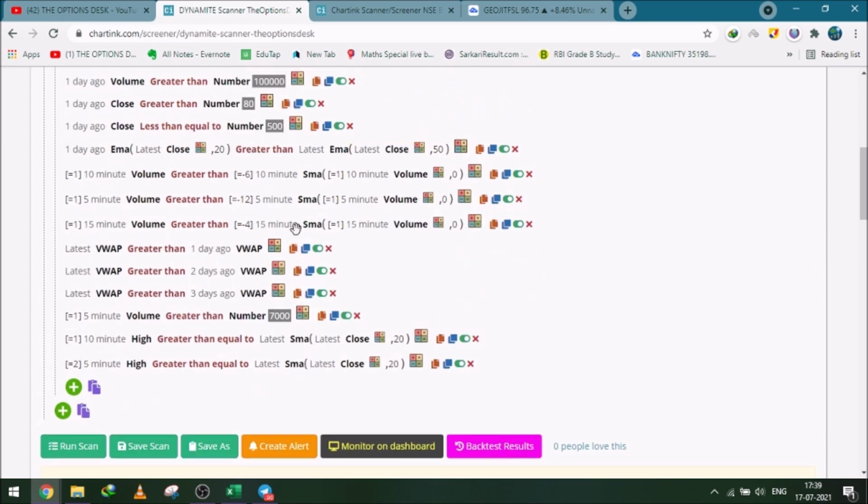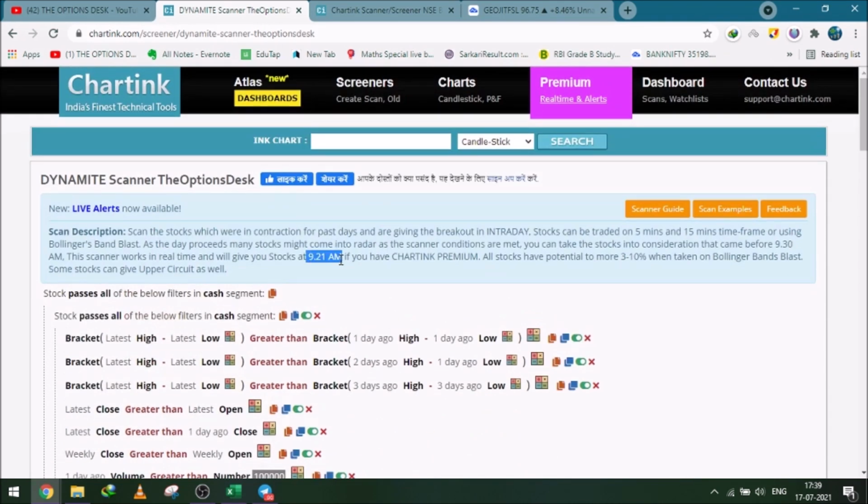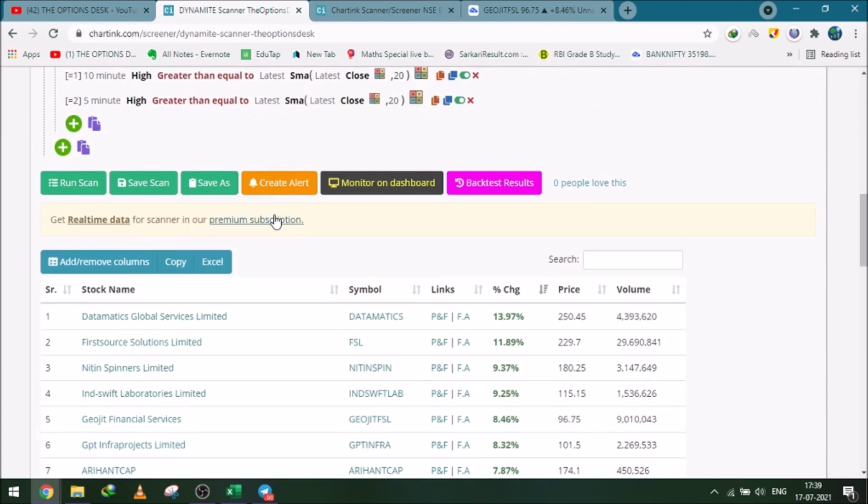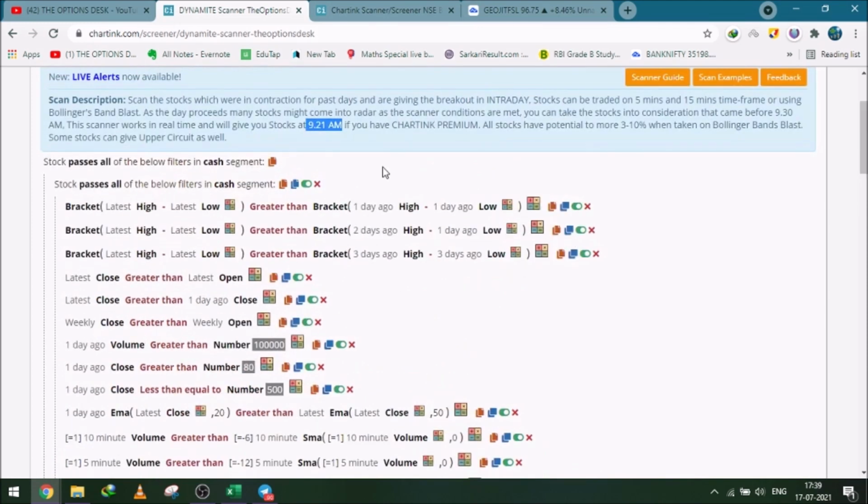And yes, you are going to get the scanner at 9:21 a.m. if you have ChartInk Premium, because for the premium scanners, there will be live data of the selections. If you do not have the premium, you will get the stocks with a bit of delay, around 5 minutes. Means the Religare that we got at 9:23, you are going to get it at around 9:28 or 9:30. So you can use it if you have ChartInk Premium, or any one of your friends can share the account and you can use it as well.